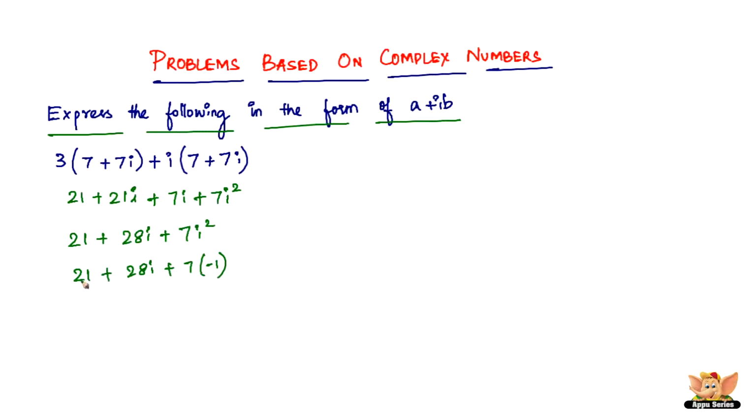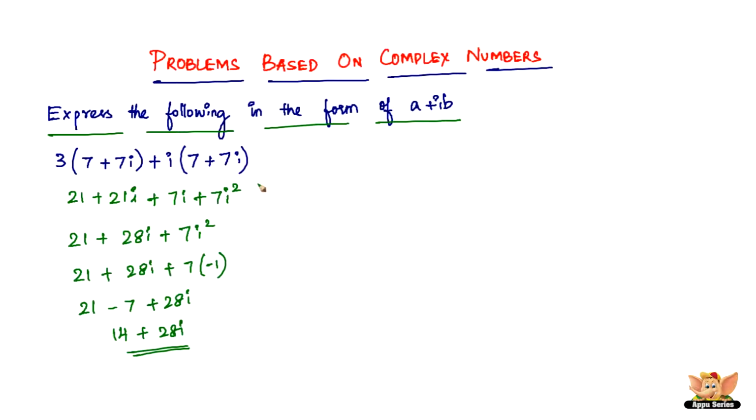So 21 minus 7 plus 28i. 21 minus 7 is 14, plus 28i. So 14 plus 28i is the answer for this problem. If you have to express this whole thing in the form of a plus ib, it's going to be like this, 14 plus 28i. So that ends this problem.